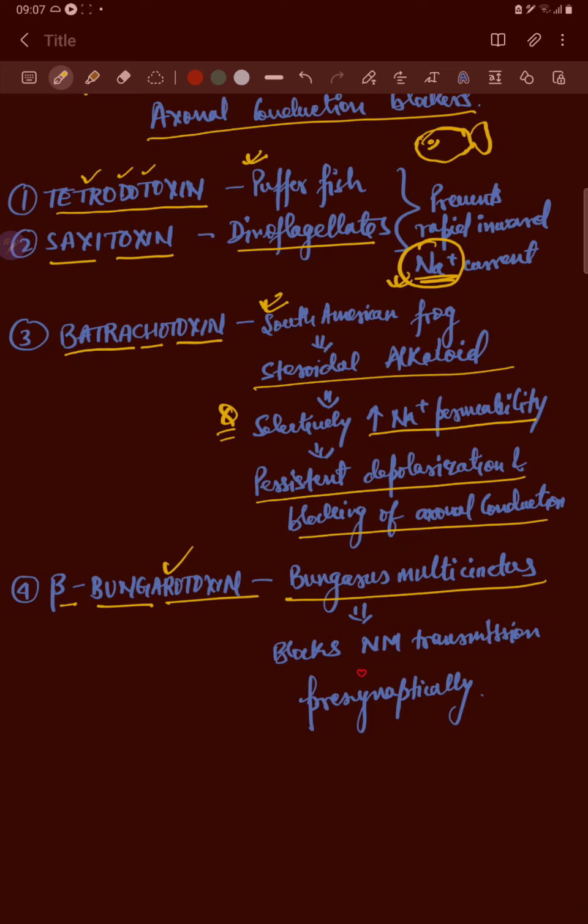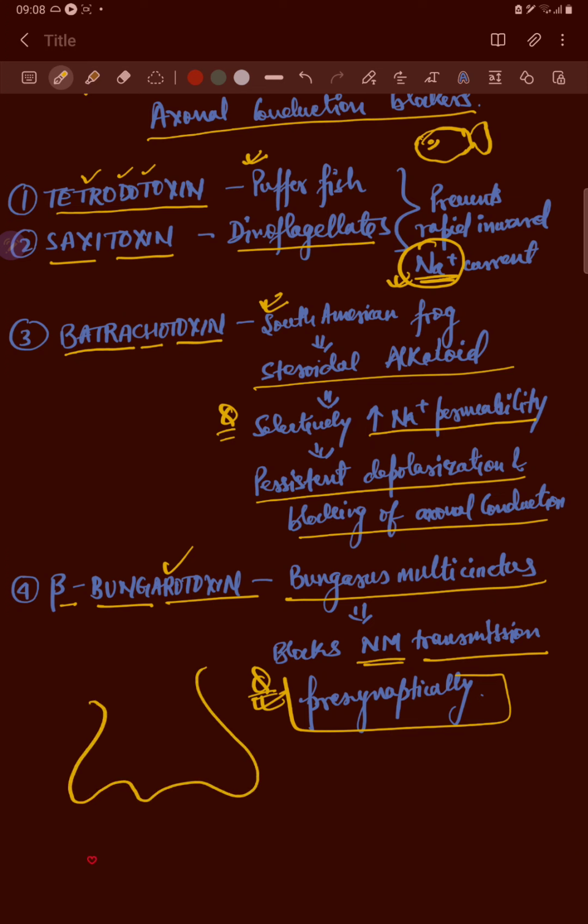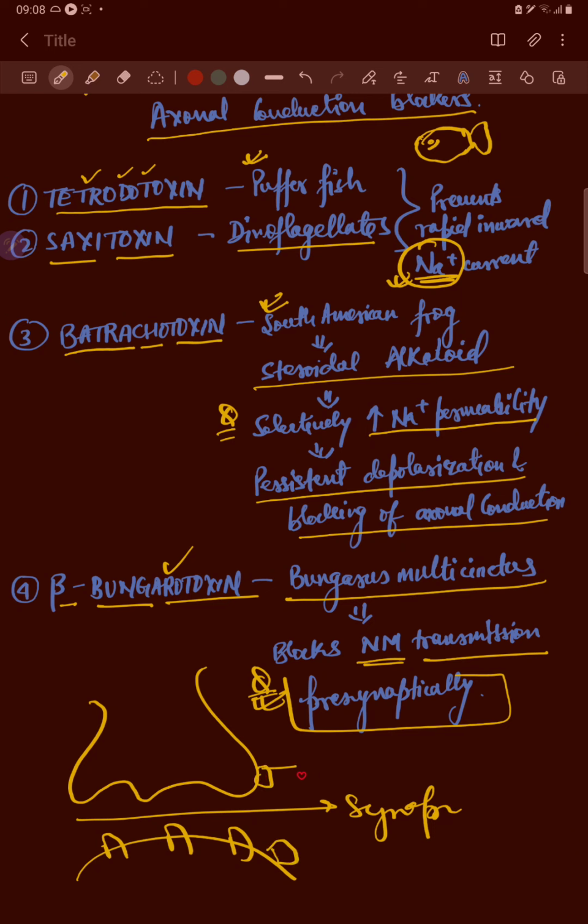What it does is it blocks the neuromuscular transmission presynaptically. So there is something called presynaptic neural blockade. Suppose this is the neuron, this is the receptor, and this is the synapse. This is presynaptic, this is postsynaptic. Anything which occurs over here is presynaptic, anything which occurs over here is postsynaptic, and the receptors are generally present over here. So this is some basic concept of axonal conduction blockage by some peculiar toxins.